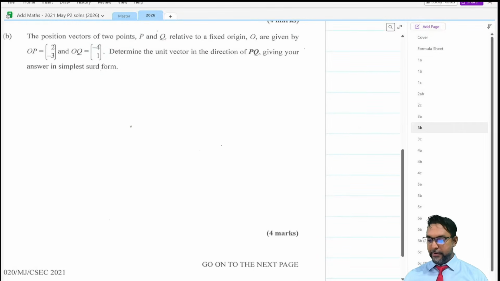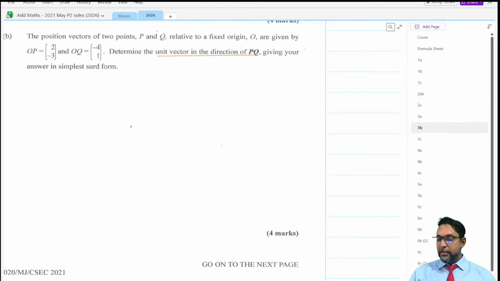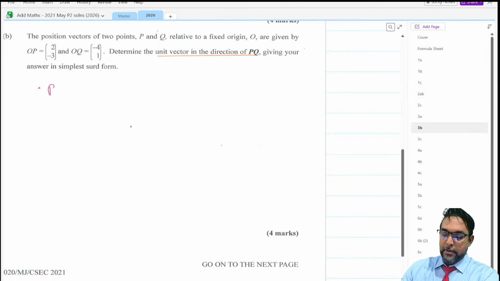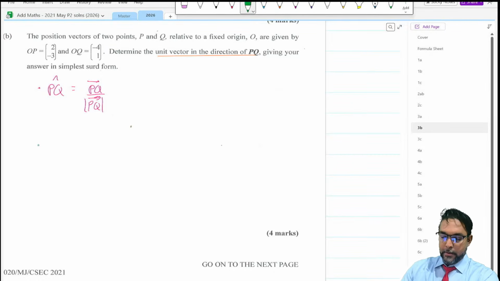Alright, the position vector. What do you want here? Determine the unit vector. You see how they ask it here? That is the correct way to ask it. Yeah. Determine the unit vector in the direction of PQ. Well, right, that will be here. Right, so first of all, the unit vector in the direction of PQ is PQ divided by its own, sorry, my bad. By its magnitude.